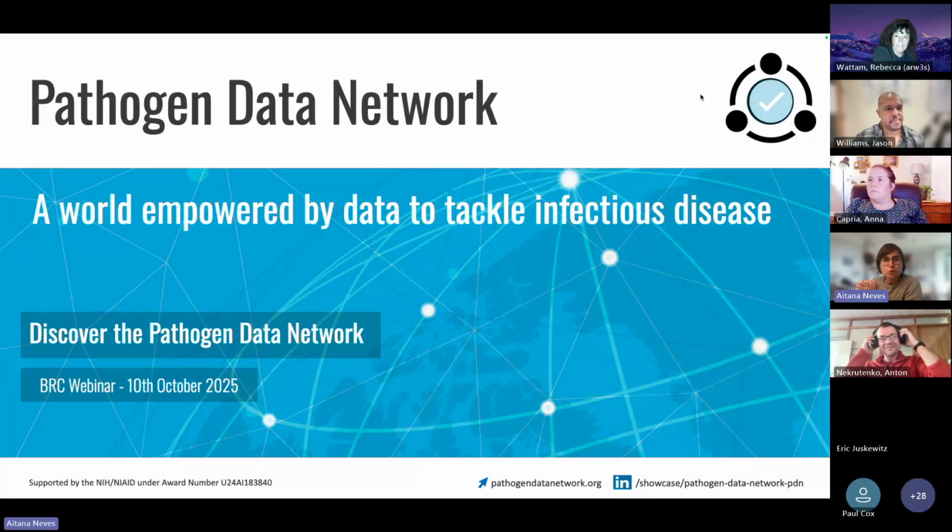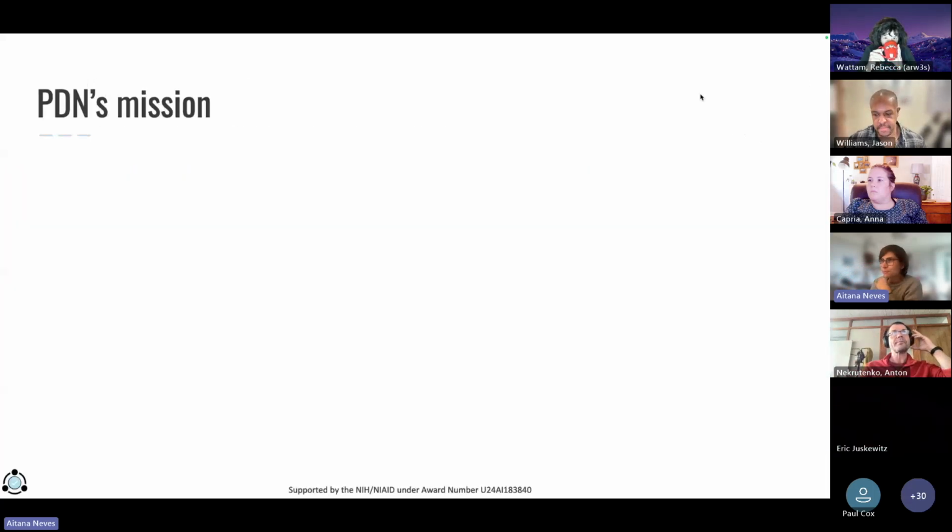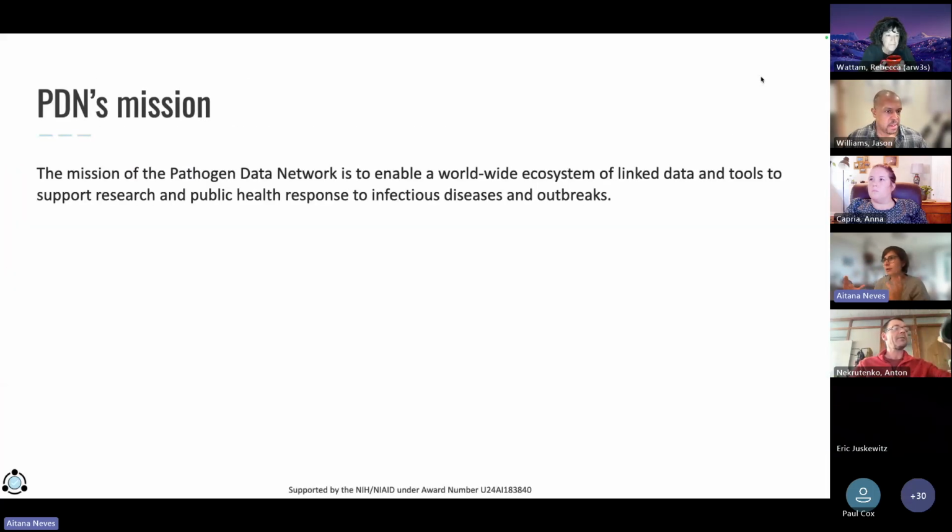It's my pleasure to present the Pathogen Data Network. Our motto is a world empowered by data to tackle infectious diseases. The mission of PDN is basically to enable a worldwide ecosystem of linked data and tools as well, because it all comes together to support both research and public health response to infectious diseases and outbreaks.